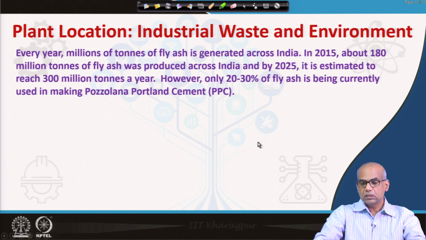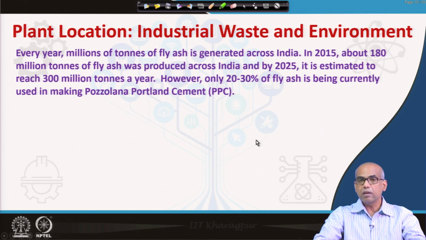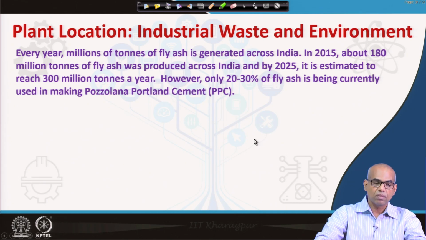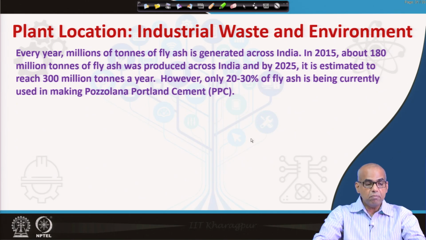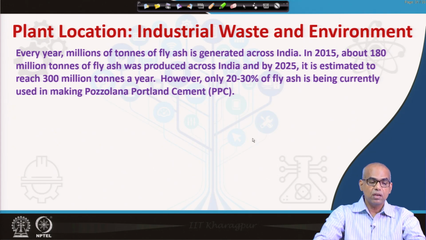Now, let us look at another case where industrial waste and environment decides plant location. Every year, millions of tons of fly ash is generated across India. In 2015, about 180 million tons of fly ash was produced across India, and by 2025, it is estimated to reach 300 million tons a year. However, only 20 to 30% of fly ash is being currently used in making Pozzolana Portland cement.